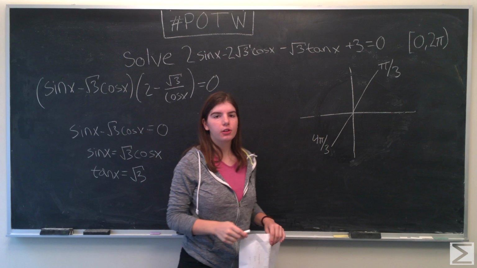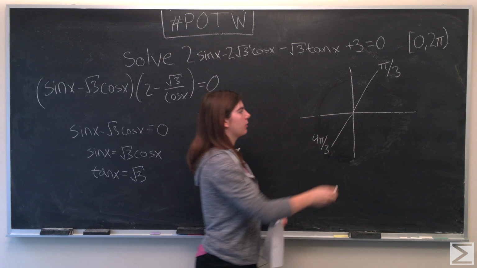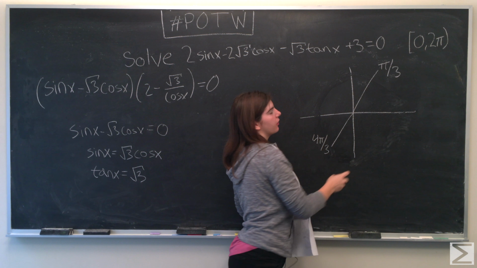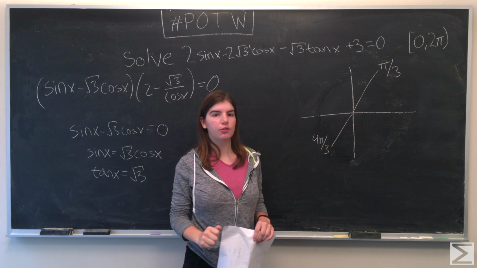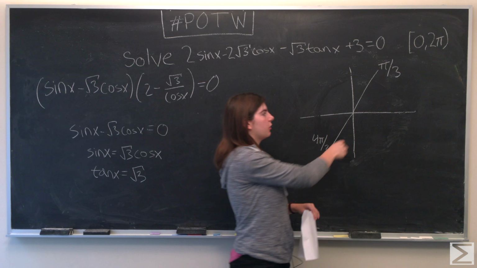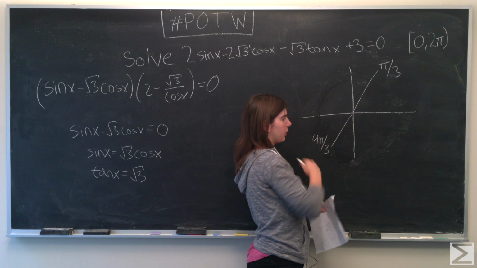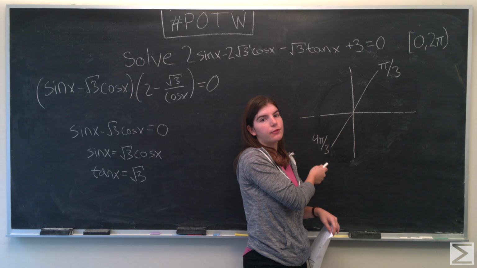Since our interval is between 0 and 2 pi, we're looking at our whole unit circle, and it's square root of 3, which is positive. Tangent is positive in quadrants 1 and 3. It's at pi over 3 and 4 pi over 3.